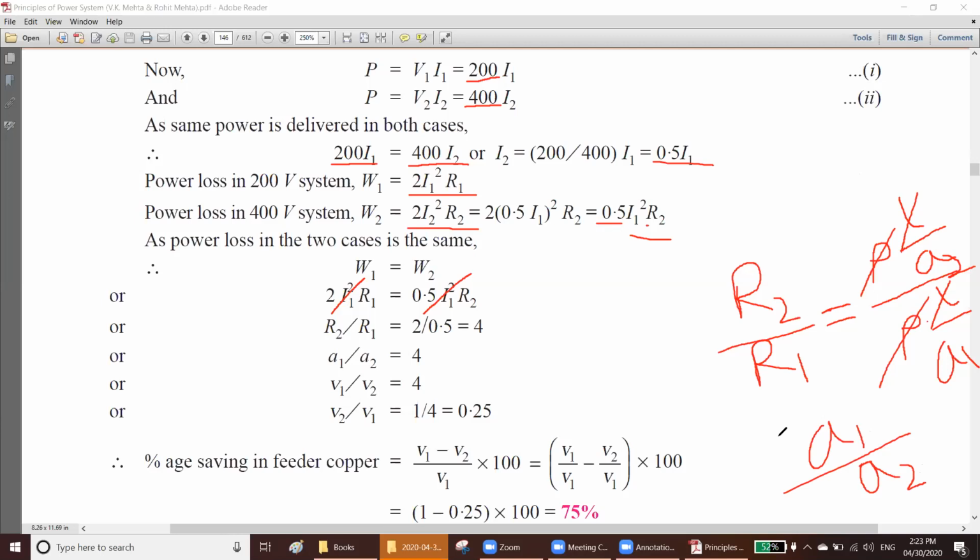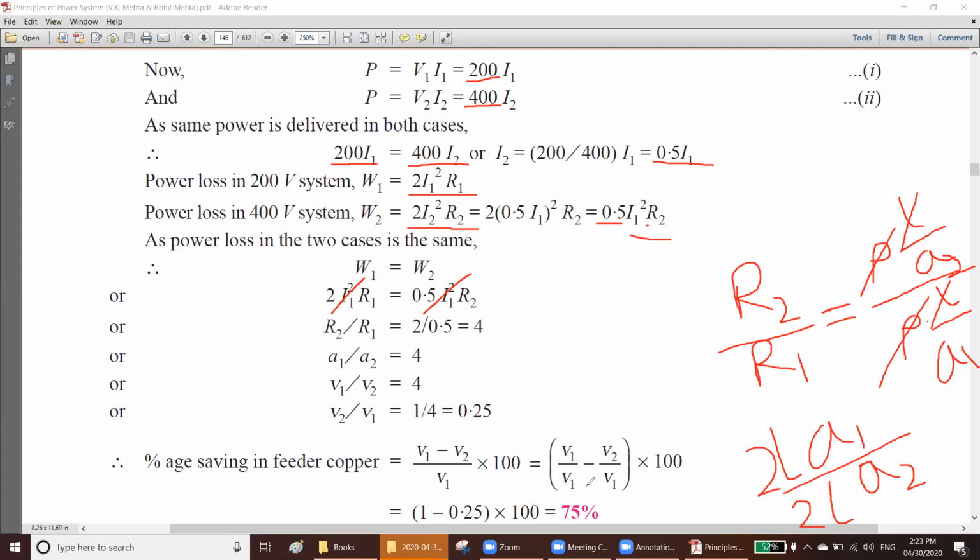Now we can multiply L on both sides. Now multiply by 2 because you have 2 wires. So 2LA1, 2LA2. So what you got? You actually got V1, 2AL is equal to V1, 2AL is equal to V2, right? So this one is actually your V1, this one is actually your V2. So V1 divided by V2 is actually 4. So V2 divided by V1 or whatever, you can use whatever you want.